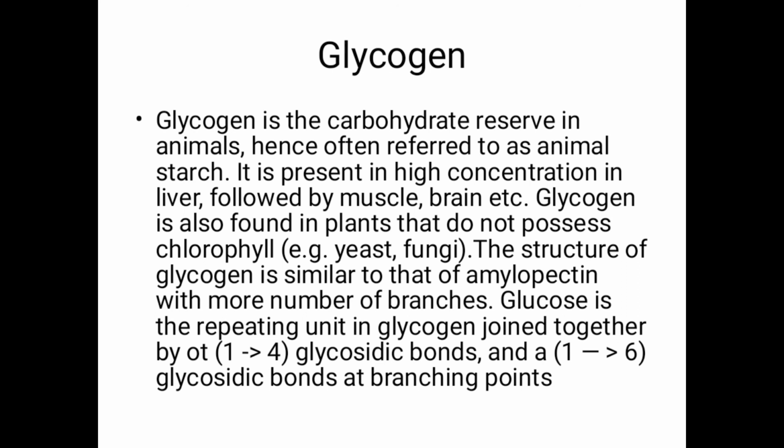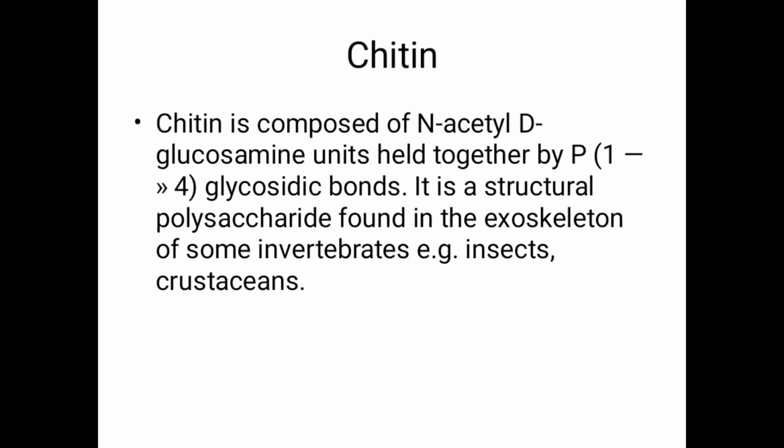Okay, let's discuss the next one, that is chitin. Chitin is composed of N-acetyl D-glucosamine units. Chitin is a derived sugar. In the next lecture we will discuss derived sugars and their derivatives. Chitin is composed of N-acetyl D-glucosamine units held together by 1,4 glycosidic bonds. It is a structural polysaccharide found in the exoskeleton of some invertebrates, for example, insects.